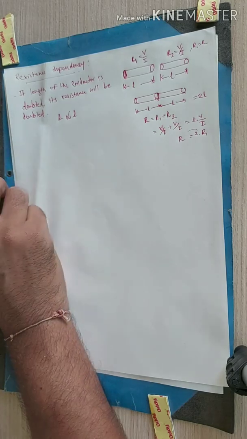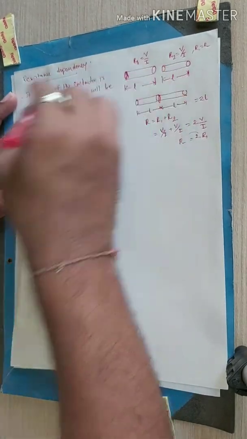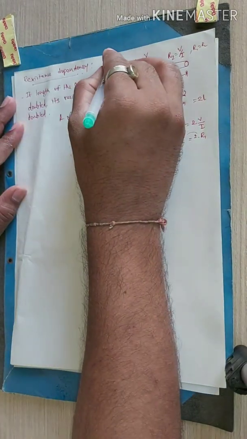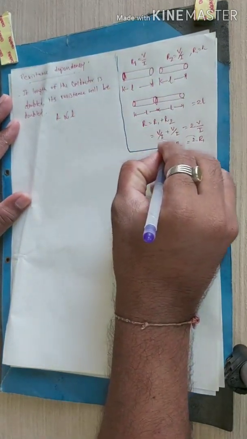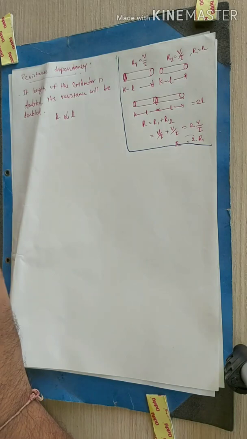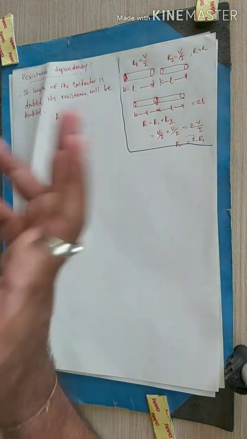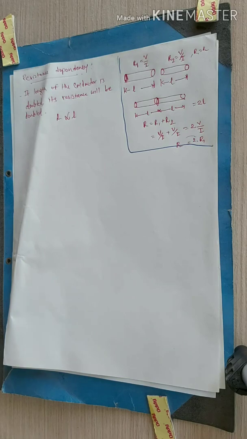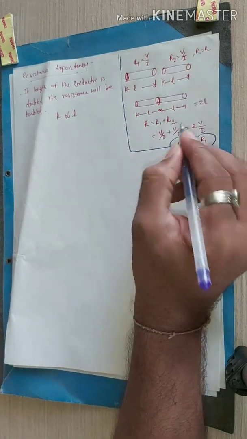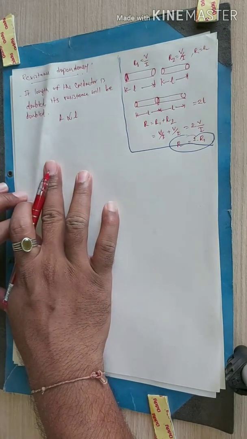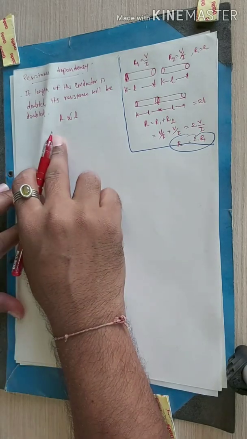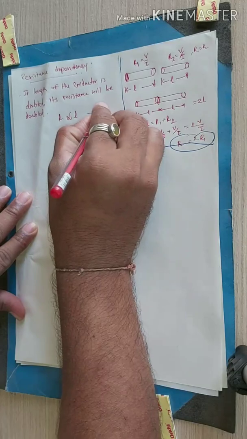Actually, I have just explained the concept so that you can understand, but the theoretical explanations and the details are given in a PDF, so you can see it inside the PDF and you will understand the concept. Now, as we get R is equal to 2R1 when the length is doubled, in the same way we derive this. This is equation 1, R is proportional to L.